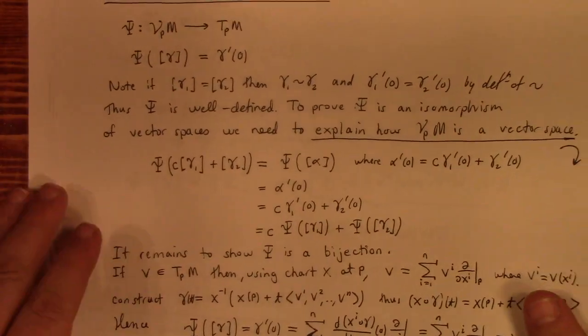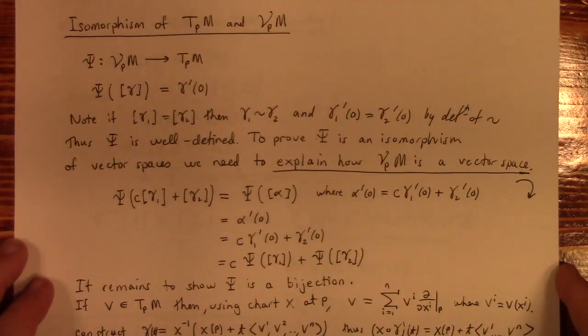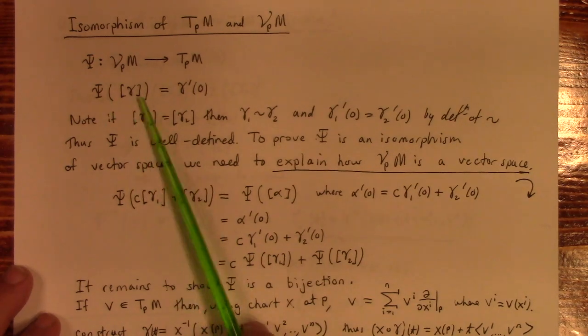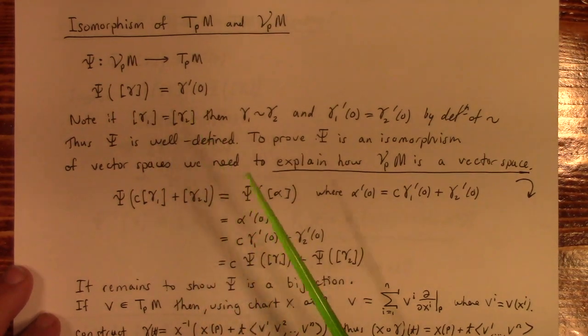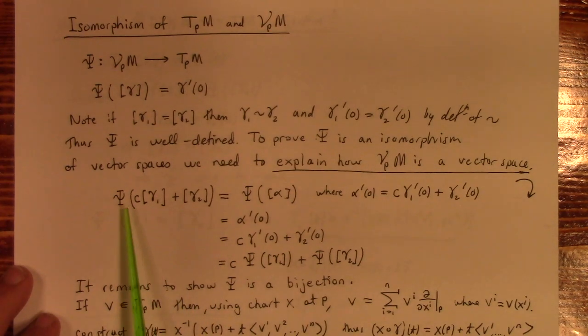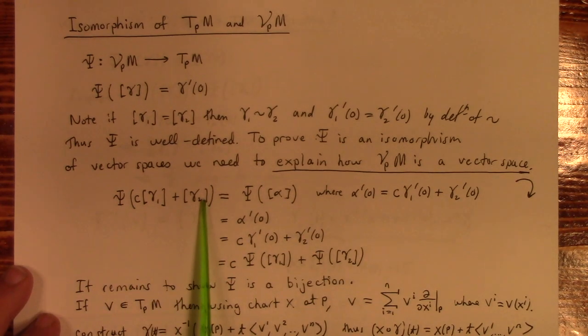So let's go back, now that we know how to do it. Why is it isomorphic to the derivations? So the reason, going back, is, all right, I said psi of the equivalence class is gamma prime of 0, and so here we go. I take this plus that.